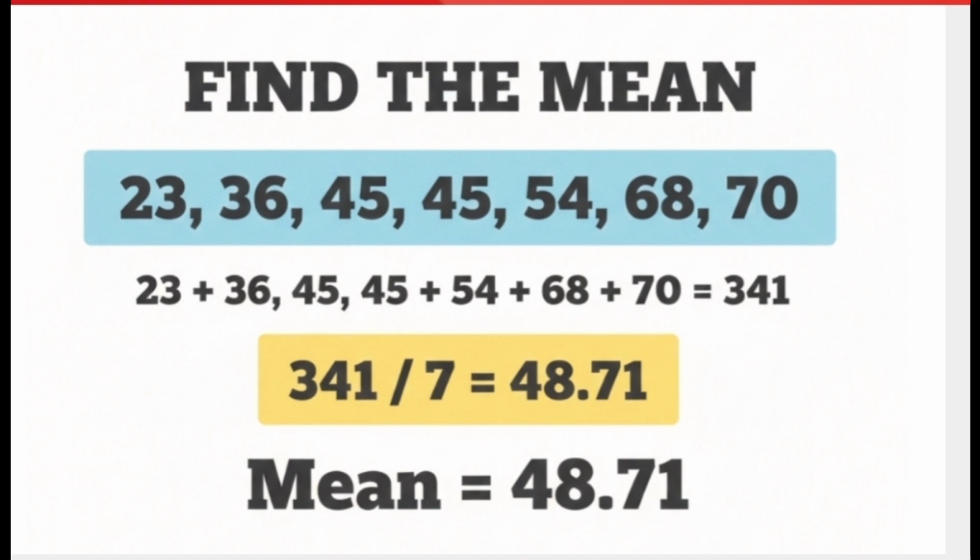So she calculated. 341 divided by 7 is equal to 48.7. She wrote, Mean equals 48.7. Final answer, mean equals 48.7.